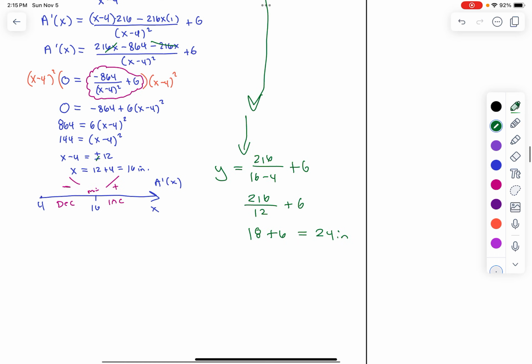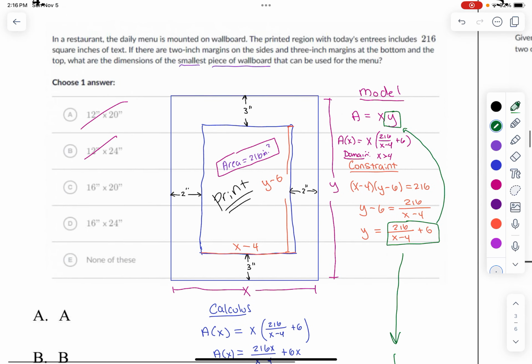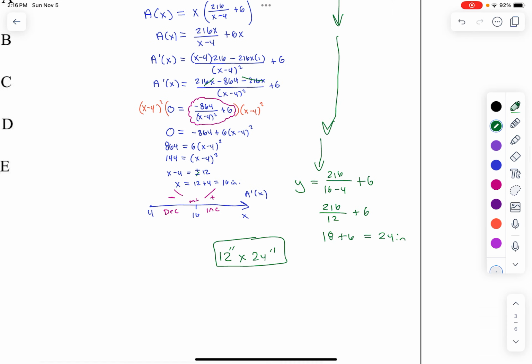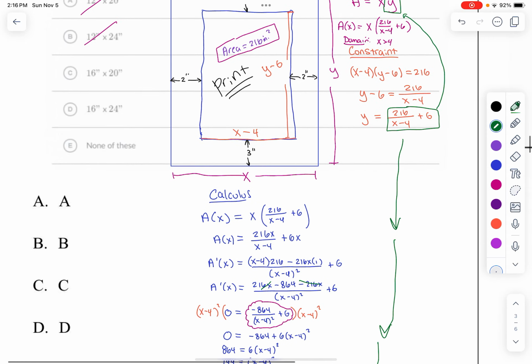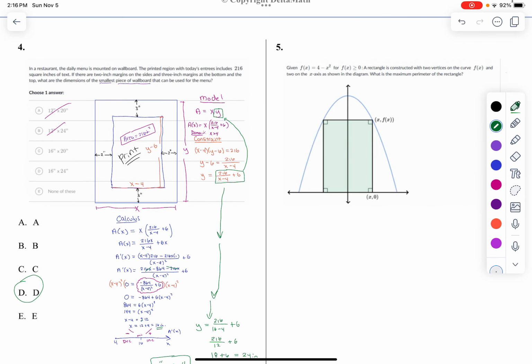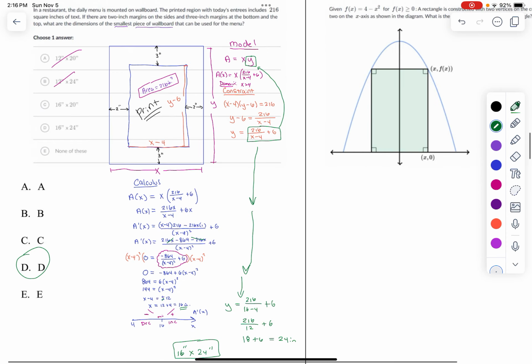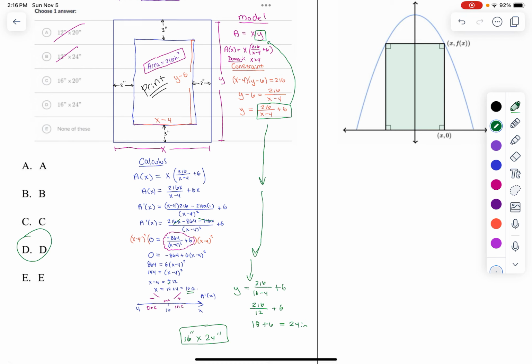All right, so it looks like our final answer is 12 inches by 24 inches, which we note is, sorry, not 12. Got all the way there, and then I put in the wrong value. It's 16 by 24 inches. 16 by 24 inches. And we notice that's letter D. So that one was a little hefty, but all the calculus principles are there.